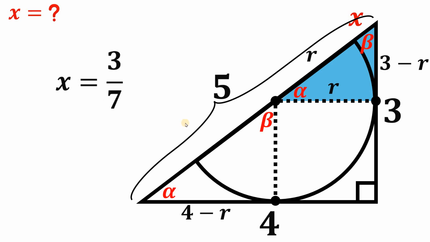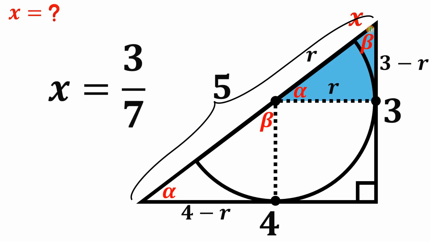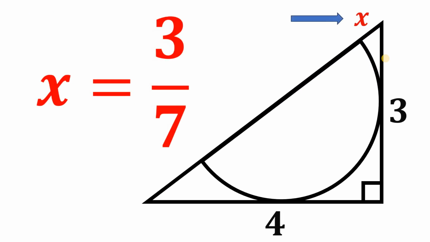Therefore, given this figure, the value of this segment x is simply equal to 3 over 7. And that is our answer to this question. Therefore, given this figure, the numerical value or the length of the segment x is equal to 3/7 units.